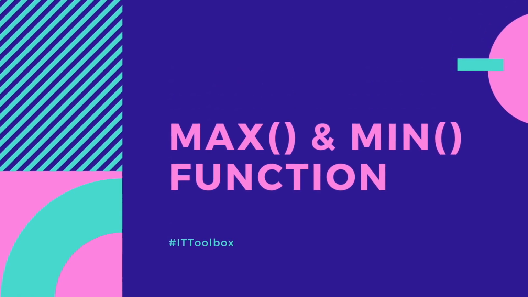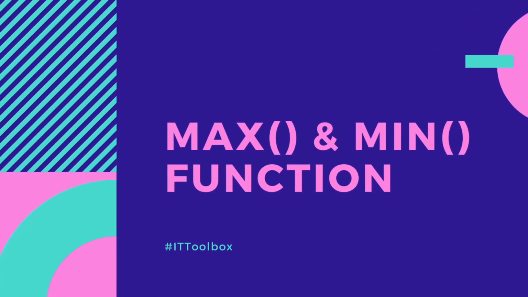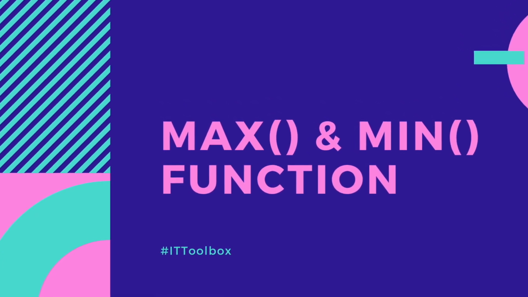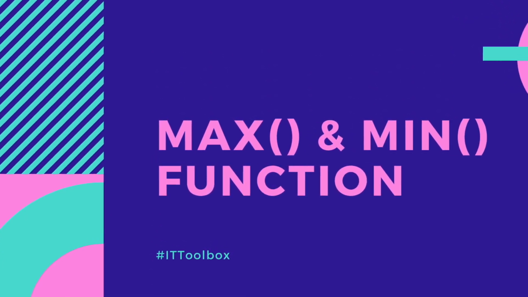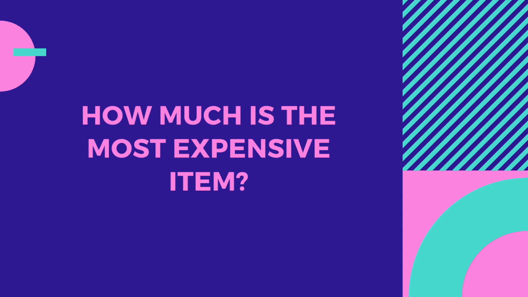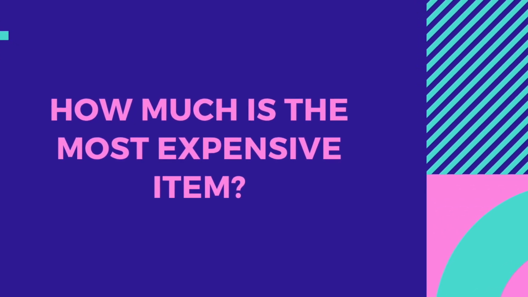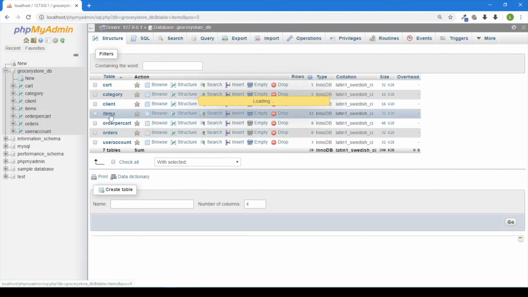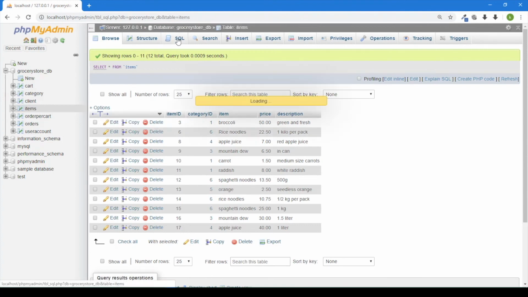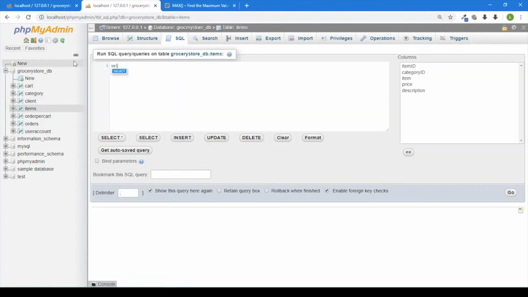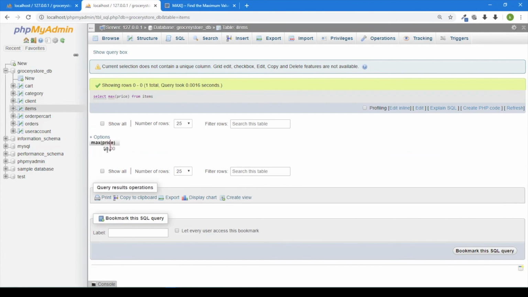The next function you will learn is min and max. As their name suggests, min will retrieve the minimum value and max will retrieve the maximum value. For example, we wanted to know the maximum price we have. So our query will look like this. Select max price from items. Now run the query. So 50 pesos ang pinakamataas natin na presyo.